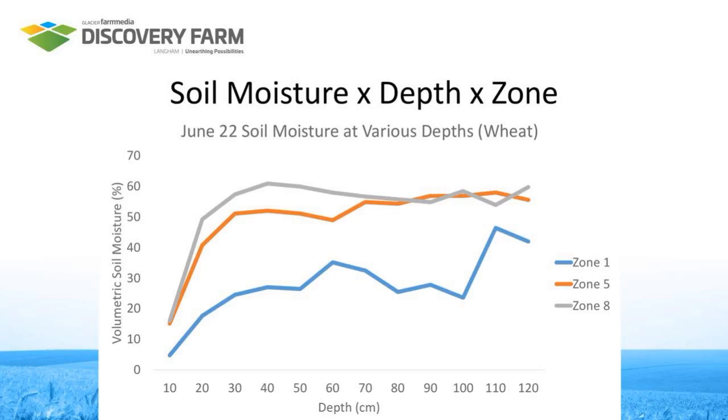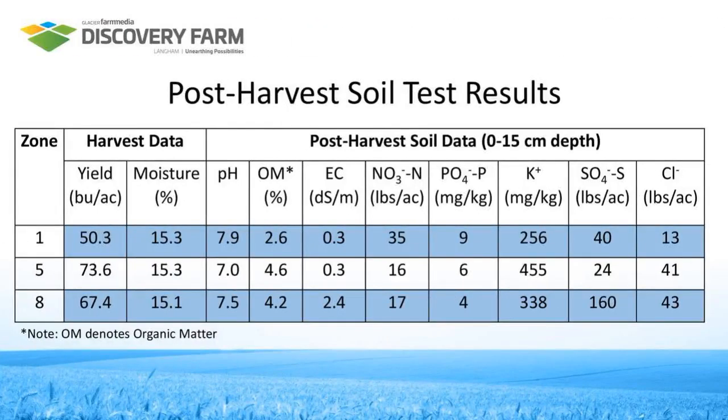And then for the zone 5 soils, we see that they're a little bit drier than zone 8, of course, but still good moisture even at a depth of about 30 centimeters. And by the time it hits 70 centimeters, essentially that moisture profile is following very closely with what we're seeing at the zone 8 locations.